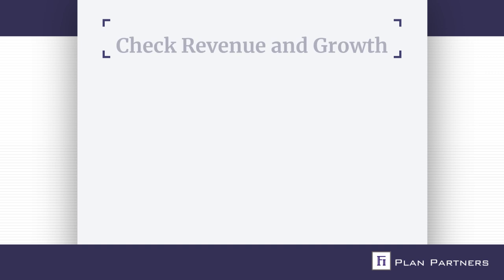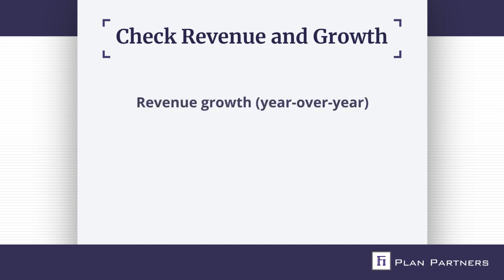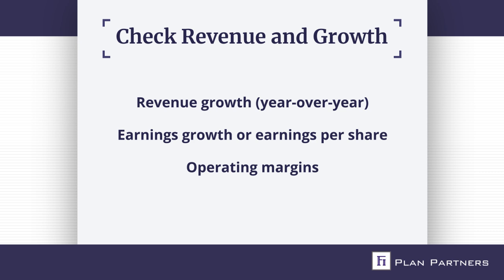The second thing we look at: check revenue and growth. Look at how the business is growing. Important metrics we look at are revenue growth year over year, earnings growth or earnings per share. We look at operating margins. And so if a company has growing revenue and stable margins, that usually means a healthy expansion. If a company has revenue growth but falling profits, that could show potential problems.